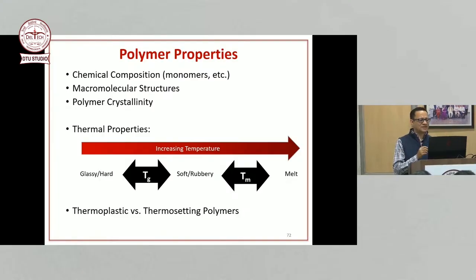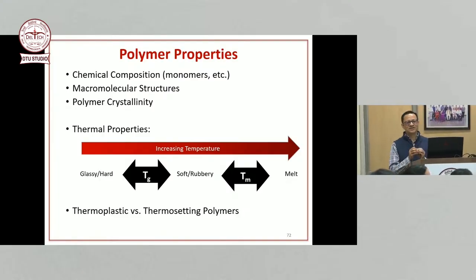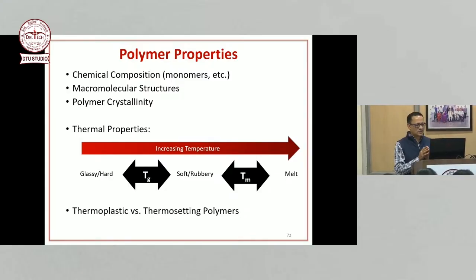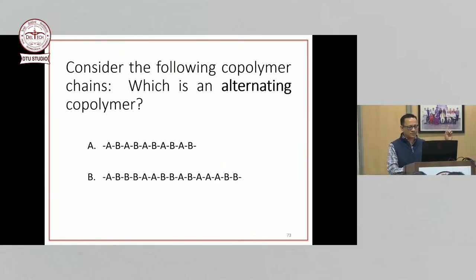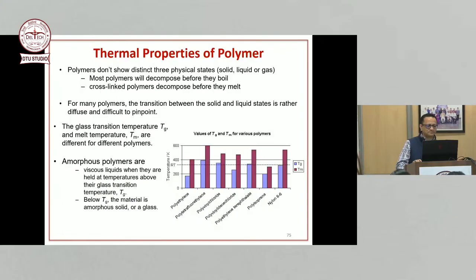Also, polymers can be thermoplastic or thermosetting. We talked about this earlier. Glass transition temperature is always lower than the melt temperature, or melting temperature, of a polymer. Another thing to remember is that glass transition temperature is associated with the amorphous part of the polymer, and melt temperature is associated with the crystalline part of the polymer.